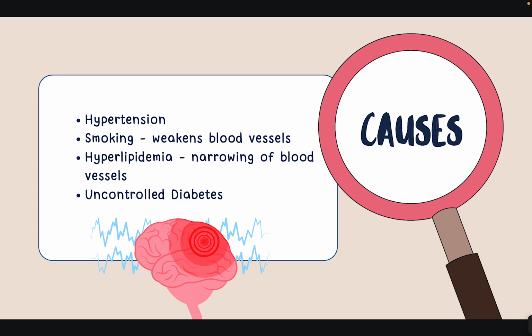And uncontrolled diabetes. So the reason why uncontrolled diabetes is one of the causes is because when a patient does not control their diabetes, their glucose levels in their blood start shooting up, right? And that glucose buildup starts becoming like a thick layer in your blood vessels. So it kind of does the same thing as high cholesterol, where it narrows the blood vessels and then it causes ischemia.